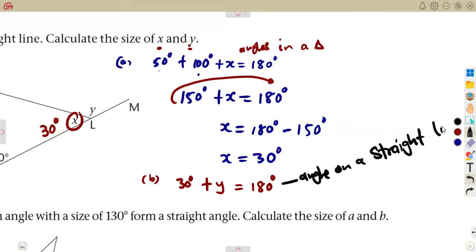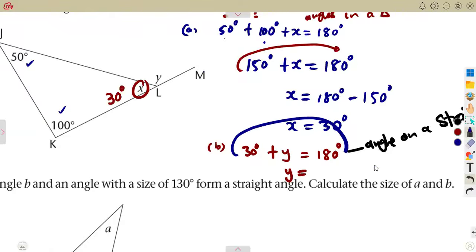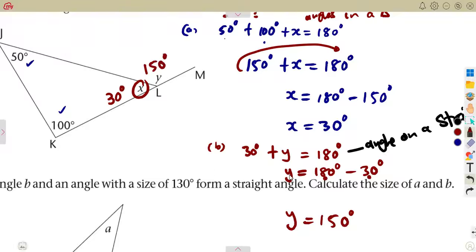So y is equal to, take the 30 to the other side, becomes a negative, just like what we had before. So it's going to be 180 minus 30 degrees. So y is 180 minus 30, which is 150 degrees. So y there is going to be 150 degrees.